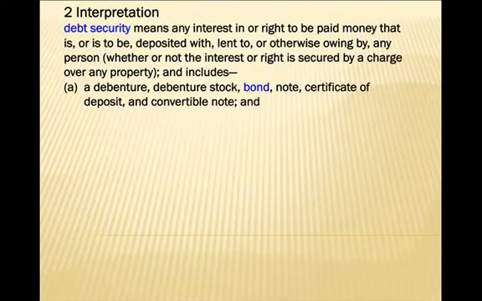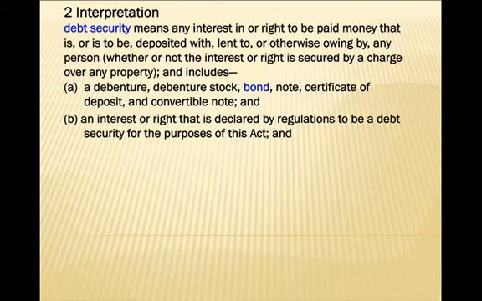Okay, so now I said we'd look at debt security first. Now, as I said before, a debt is that which is owed. Now it could be that they owe us money, it could be that we owe them money, but I think it's the former. So debt security means any interest in or right to be paid money that is or is to be deposited with, lent to, or otherwise owing by any person, and includes a debenture stock, bond, note, certificate of deposit, and convertible note.